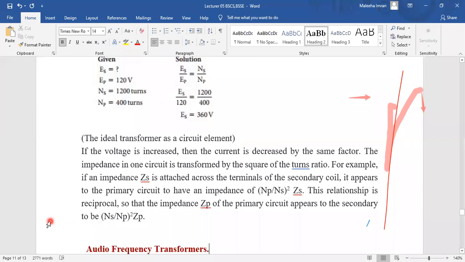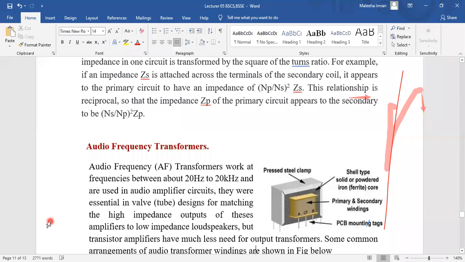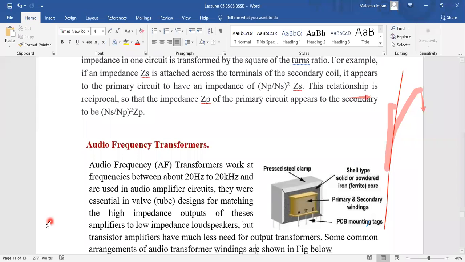The next transformer is the audio frequency transformer. अब आप जानते हैं कि we have an audio range. आवाज की फ्रीक्वेंसी रेंज from 20 hertz to 20 kilohertz. So it means you have different frequency ranges. Audio frequency transformers work at frequencies between 20 hertz to 20 kilohertz and are used in audio amplifier circuits.